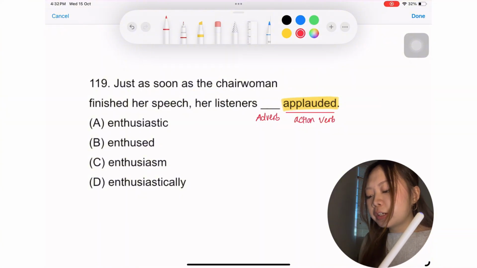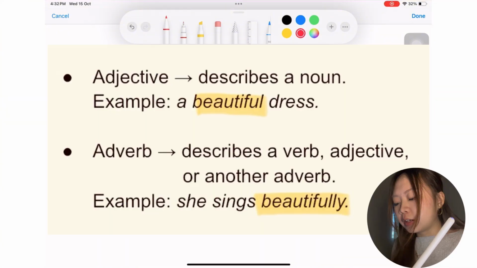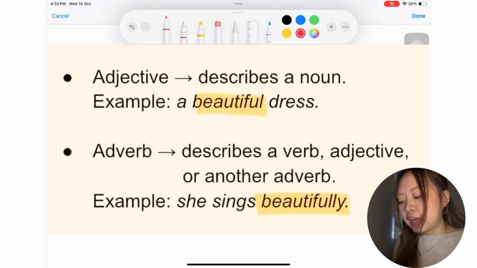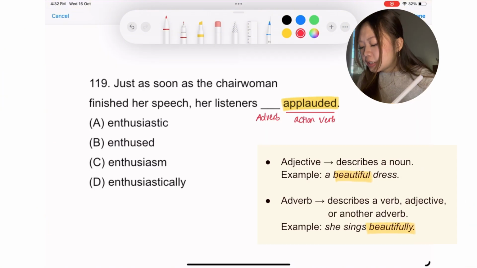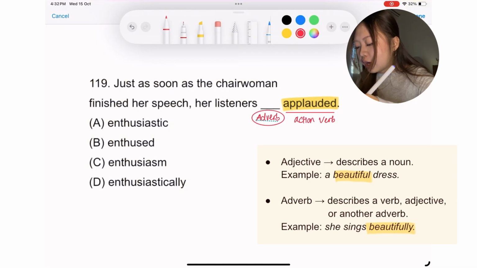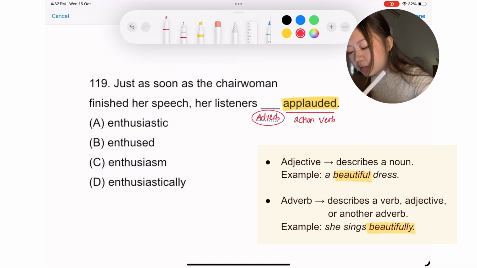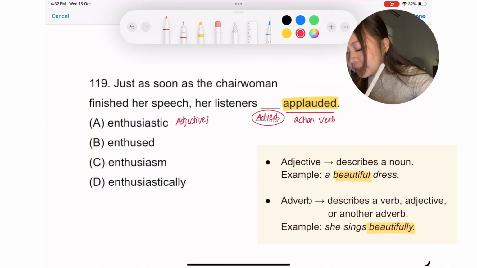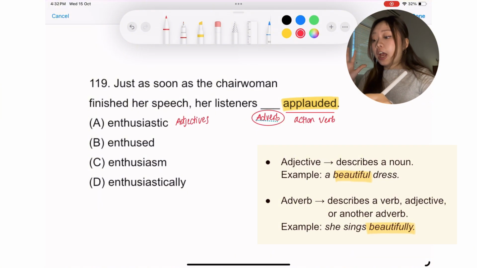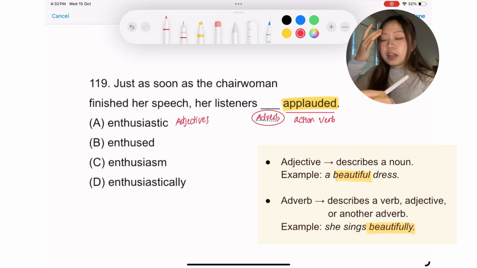Now, let's remember the simple rule. An adjective describes a noun, for example, a beautiful dress, and adverbs describe a verb, adjective, or another adverb. For example, she sings beautifully. So, because we're describing the verb applauded, we must use the adverb form. Now, let's look at the options. A, enthusiastic. That's an adjective, for example, fantastic, energetic, optimistic.